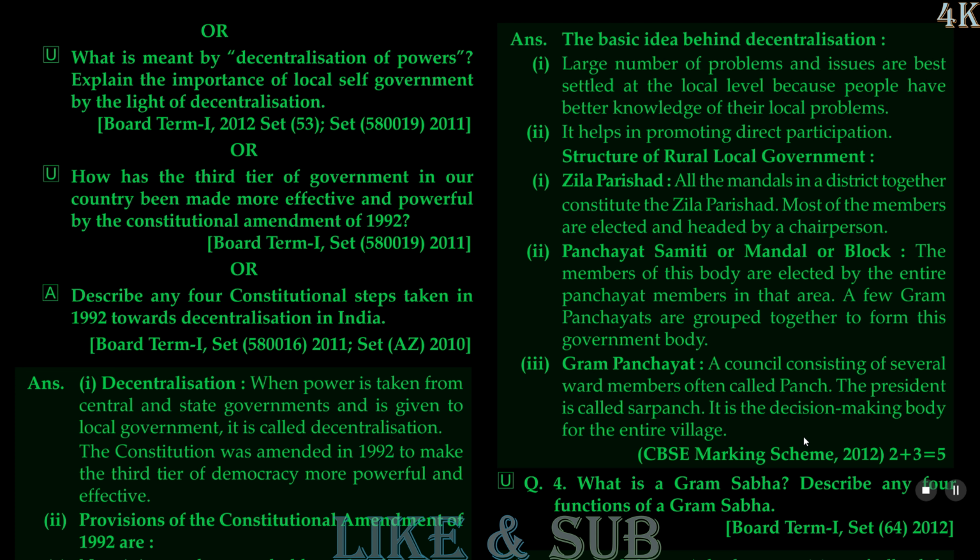Structure of rural local government. 1. Zilla Parishad. All the mandals in a district together constitute the Zilla Parishad. Most of the members are elected and headed by a chairperson. 2. Panchayat Samiti or mandal or block. The members of this body are elected by the entire panchayat members in that area. A few gram panchayats are grouped together to form this government body.